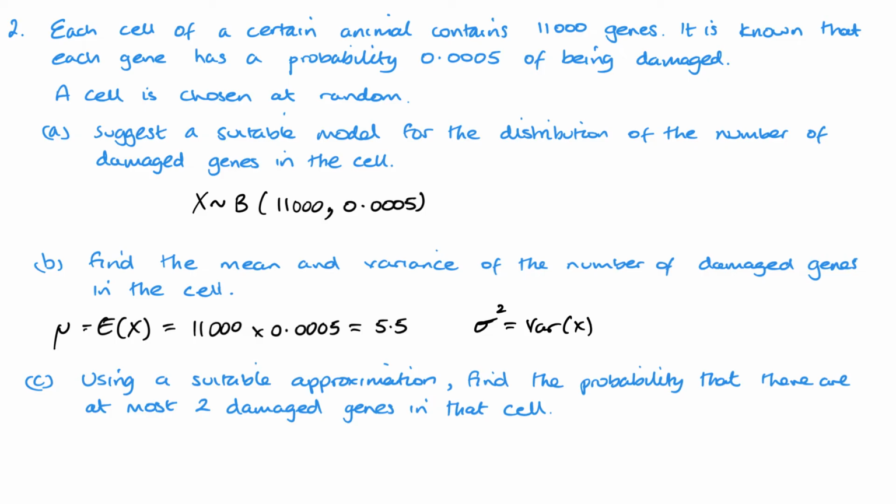So again, it doesn't matter whether you use a symbol or VARX, totally up to you. So this is going to be N times P times that 1 minus P, isn't it? And that will give me 5.4975725. And I definitely would write this one out in full before thinking about maybe rounding it off.